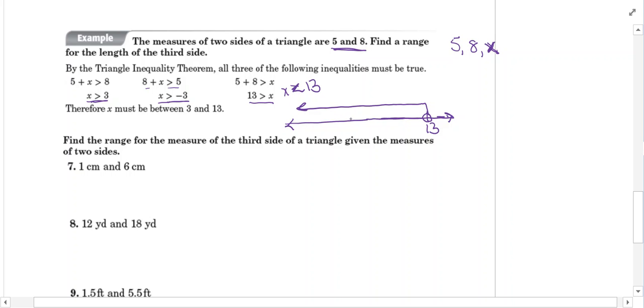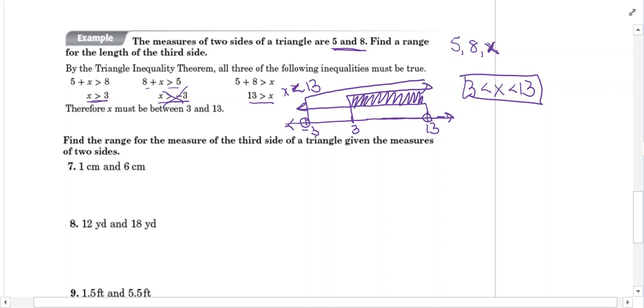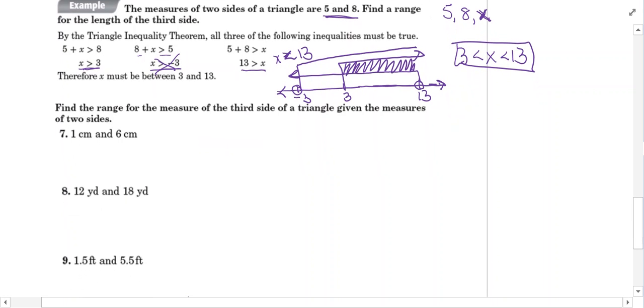X is greater than 3, and x is greater than negative 3. The area that overlaps that's positive is right here, because it doesn't include this area over here, which doesn't include the x is greater than 3. So the way I usually think about it is I'm going to drop the negative, and my answer is going to be x is between 3 and 13.